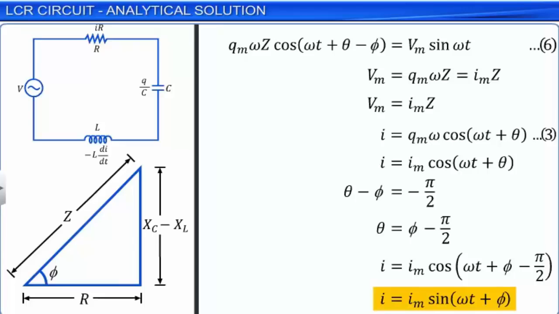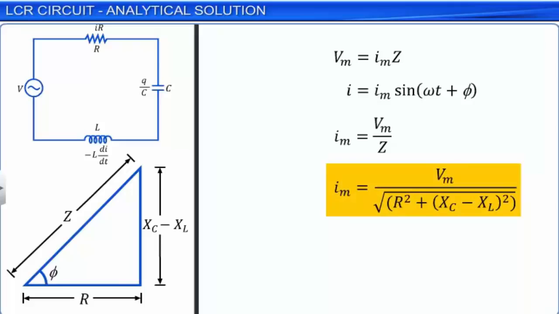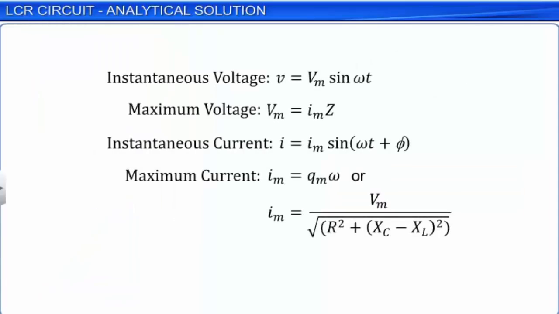Substituting the value of the impedance Z, we get Im equal to Vm by under root of R square plus Xc minus XL square. Thus, the relations finally obtained from the analytical approach towards computing the unknowns in the LCR circuit are the same as computed through the phasor approach. This analytical approach can be regarded as a pure algebraic approach, whereas phasor approach is more of a geometrical one.